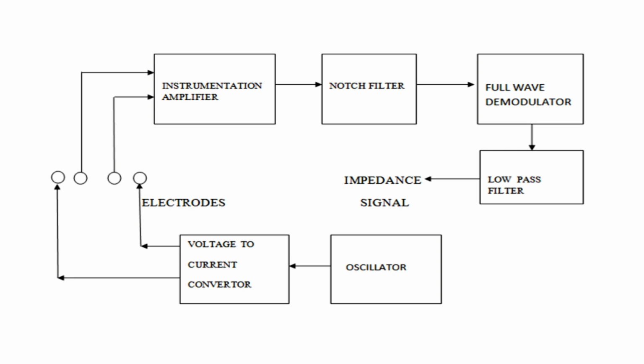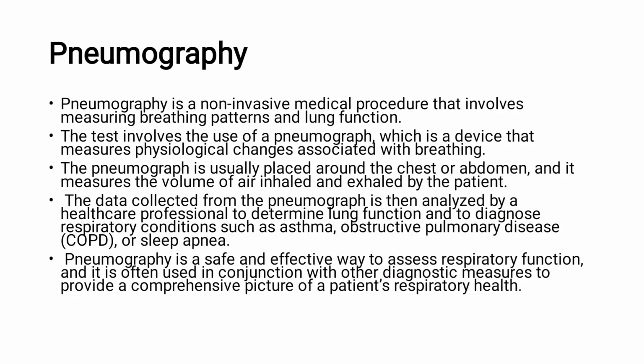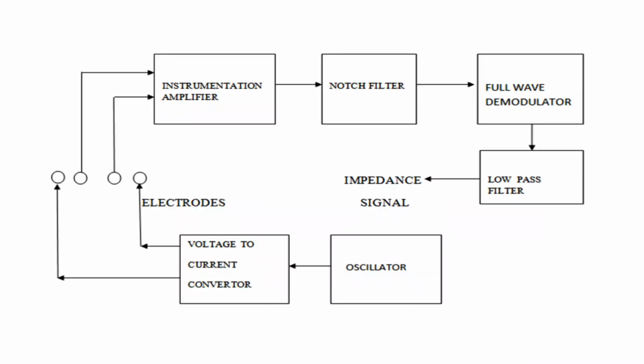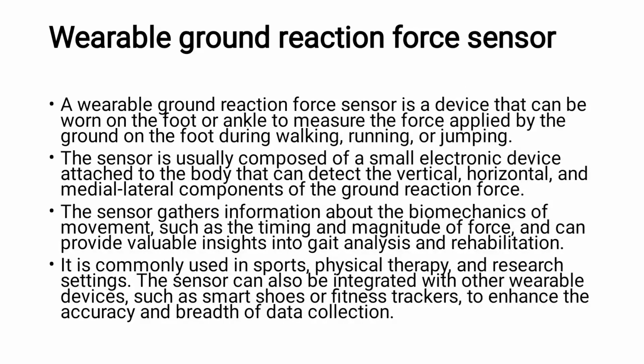This is a block diagram for the pneumograph. Here also electrodes should be placed on the chest cavity. Then there is a voltage to current converter, then an oscillator, then an instrumentation amplifier, then a notch filter, a full wave demodulator and low pass filters. The next thing is the wearable ground reaction force sensor.